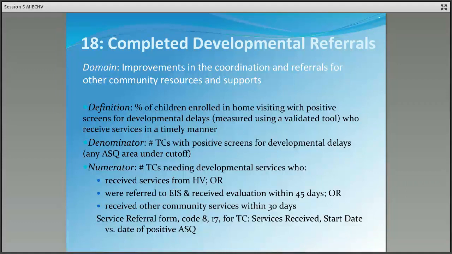So this ties back to number 12. Of those who screened positive for a developmental delay, did they get or receive services?